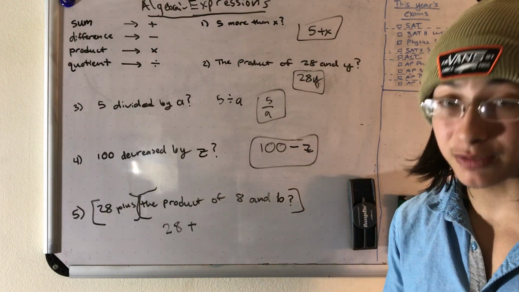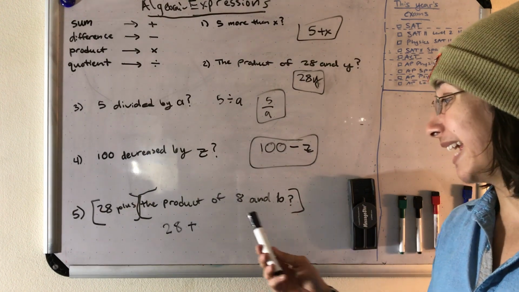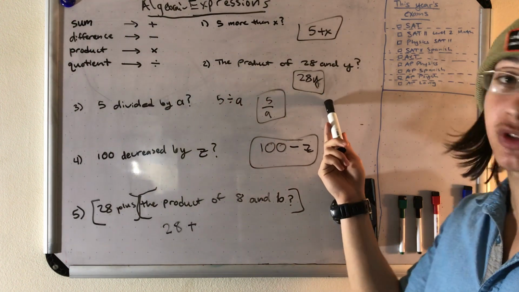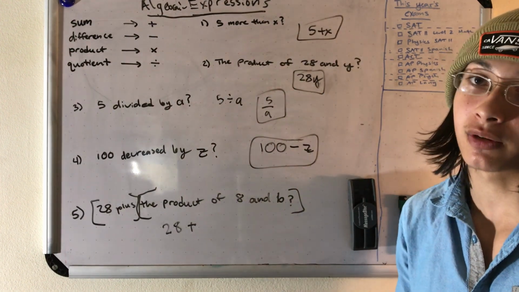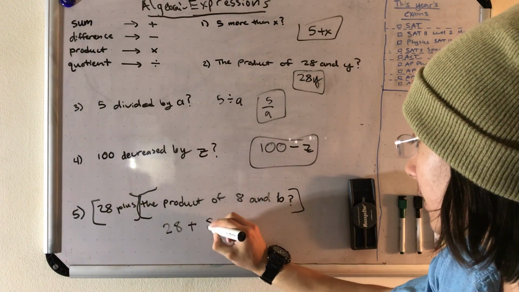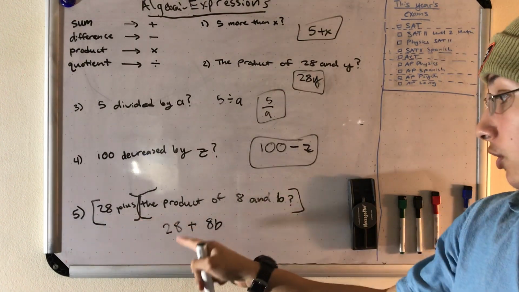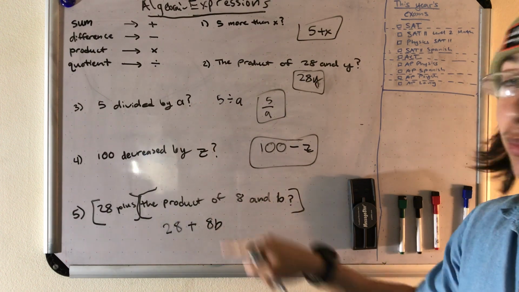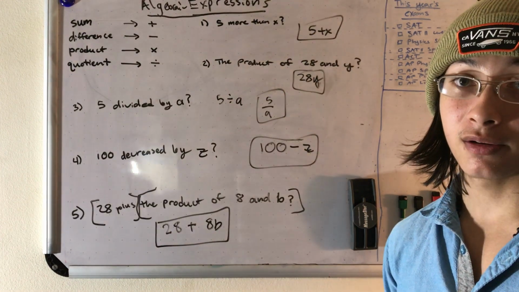Okay, so we know a product is multiplication, right? So what are we multiplying? Well, we're multiplying 8 and b together, right? So that's 8 times b, or as we know from earlier, since we put the coefficient and the variable together side by side, we would write this as 8b, right? So 8b, and that's your answer, believe it or not. So it's 28 plus the product of 8 and b, and this is your algebraic expression for that question.